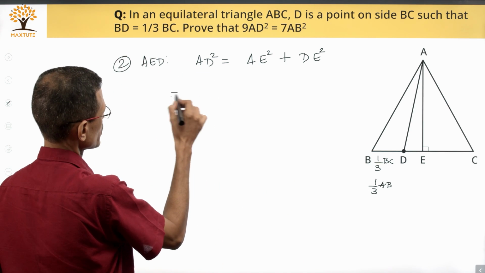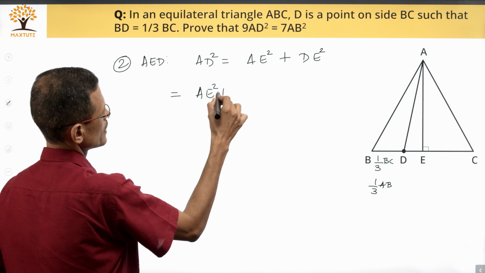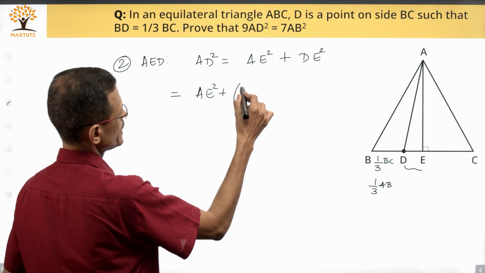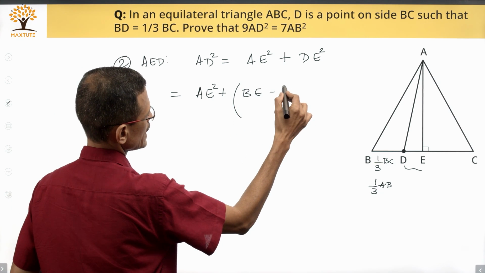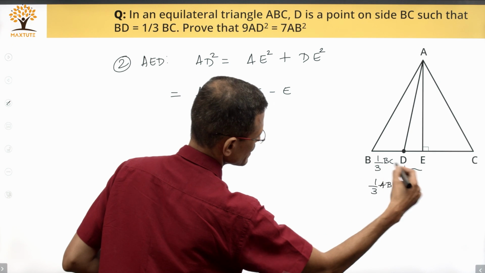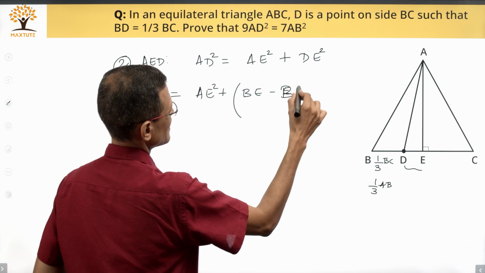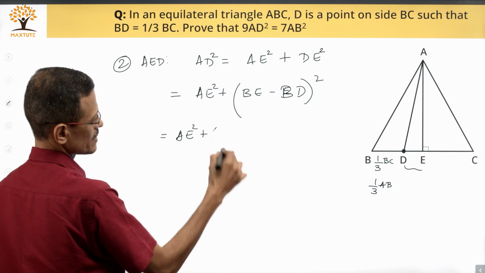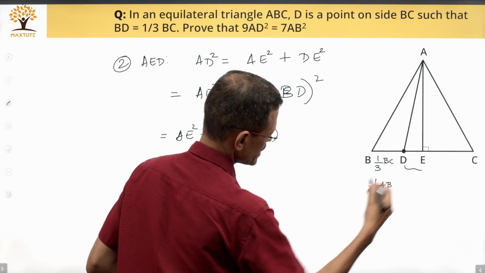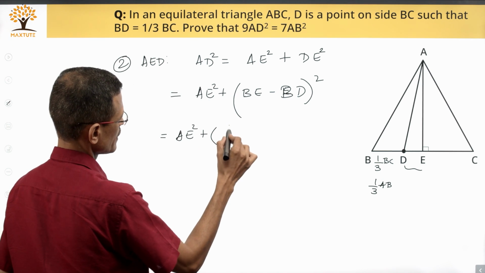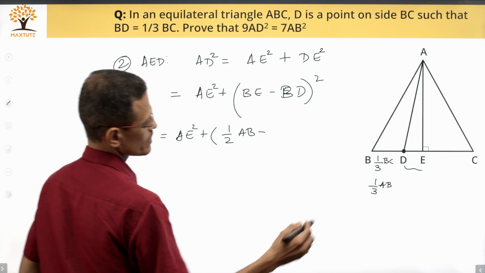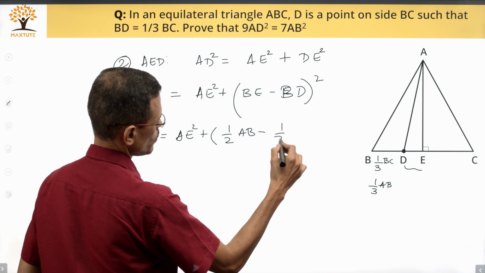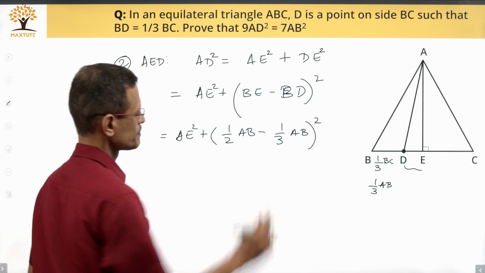So AD square, we'll keep it on the left hand side, which is AE square plus DE, which is BE minus BD, whole square. So this is AE square plus BE, which is half BC, which is half AB, minus BD. BD is equal to 1/3 of BC, which is 1/3 of AB, so 1/3 of AB the whole square.